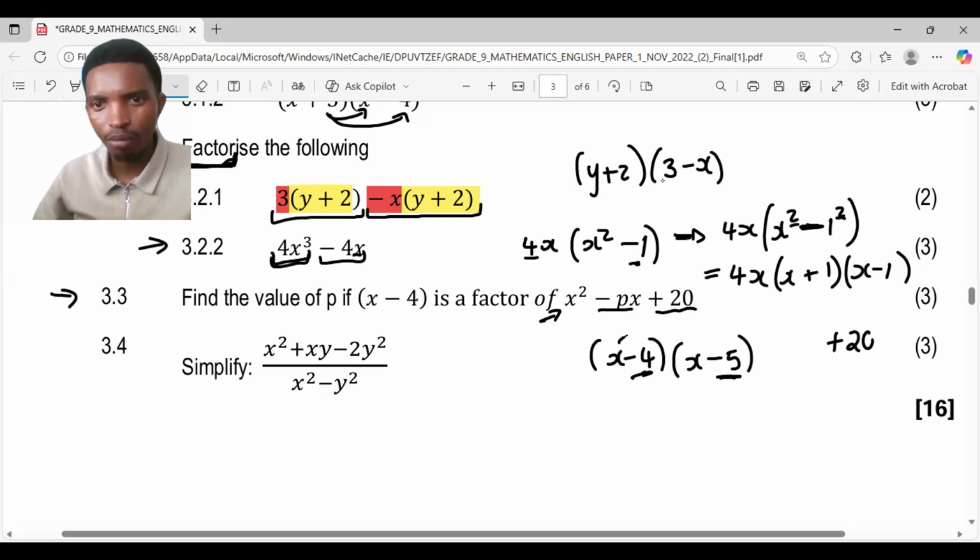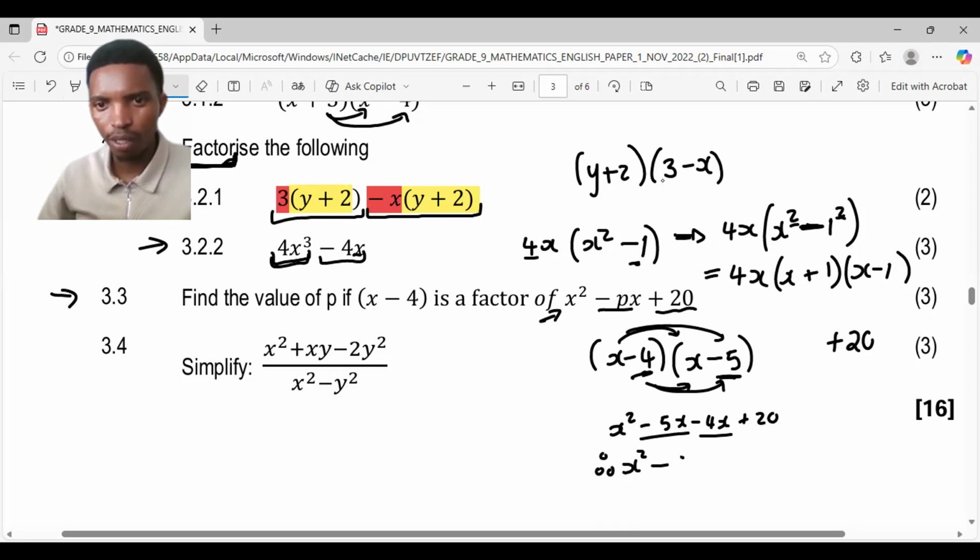Then we just multiply, we're going to have x squared. We multiply this, going to give us minus 5x, and then this side again, minus 4x, and then there again, plus 20. And then we simplify this, we're going to have x squared, and those two like terms give us negative 9x plus 20. So how much is our p? Our p is 9, right? Nice.